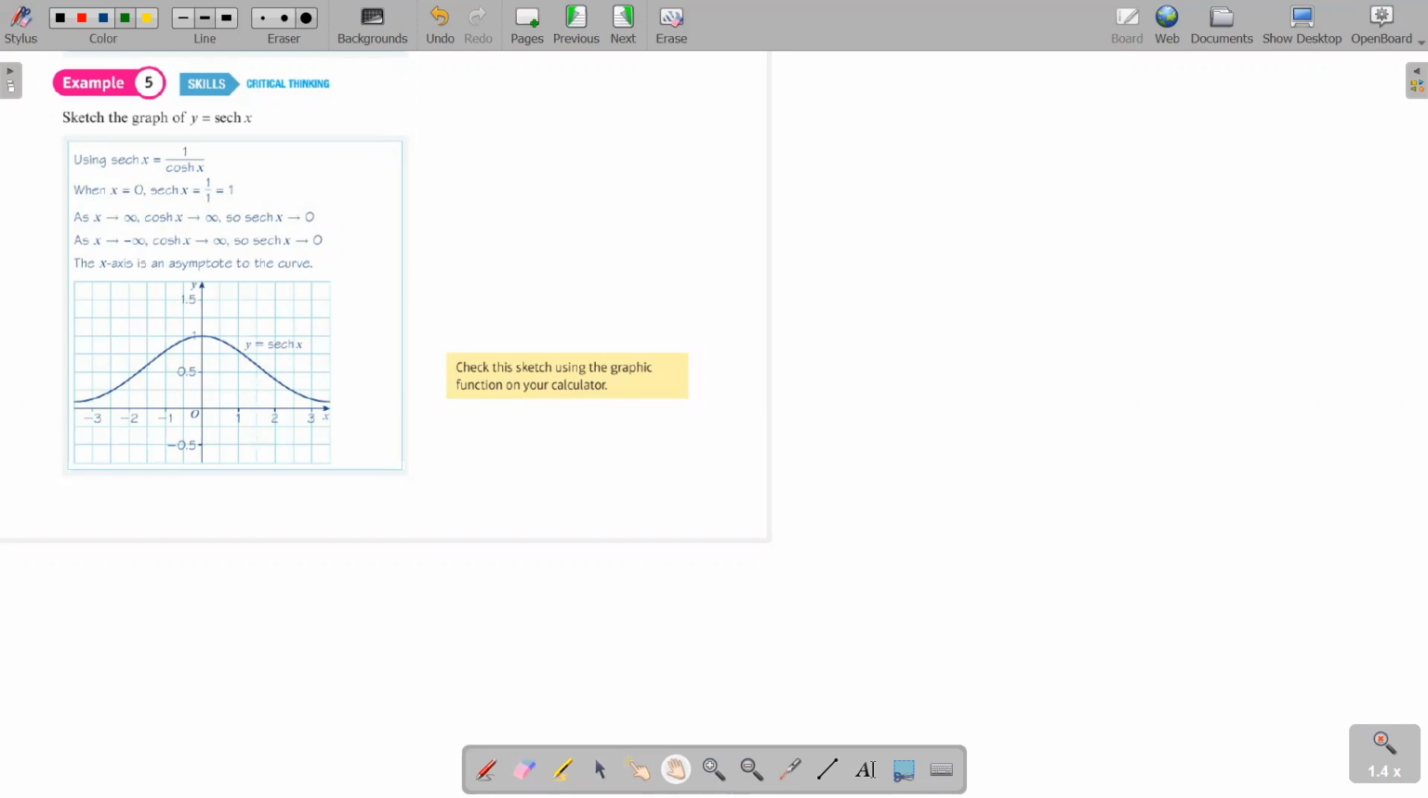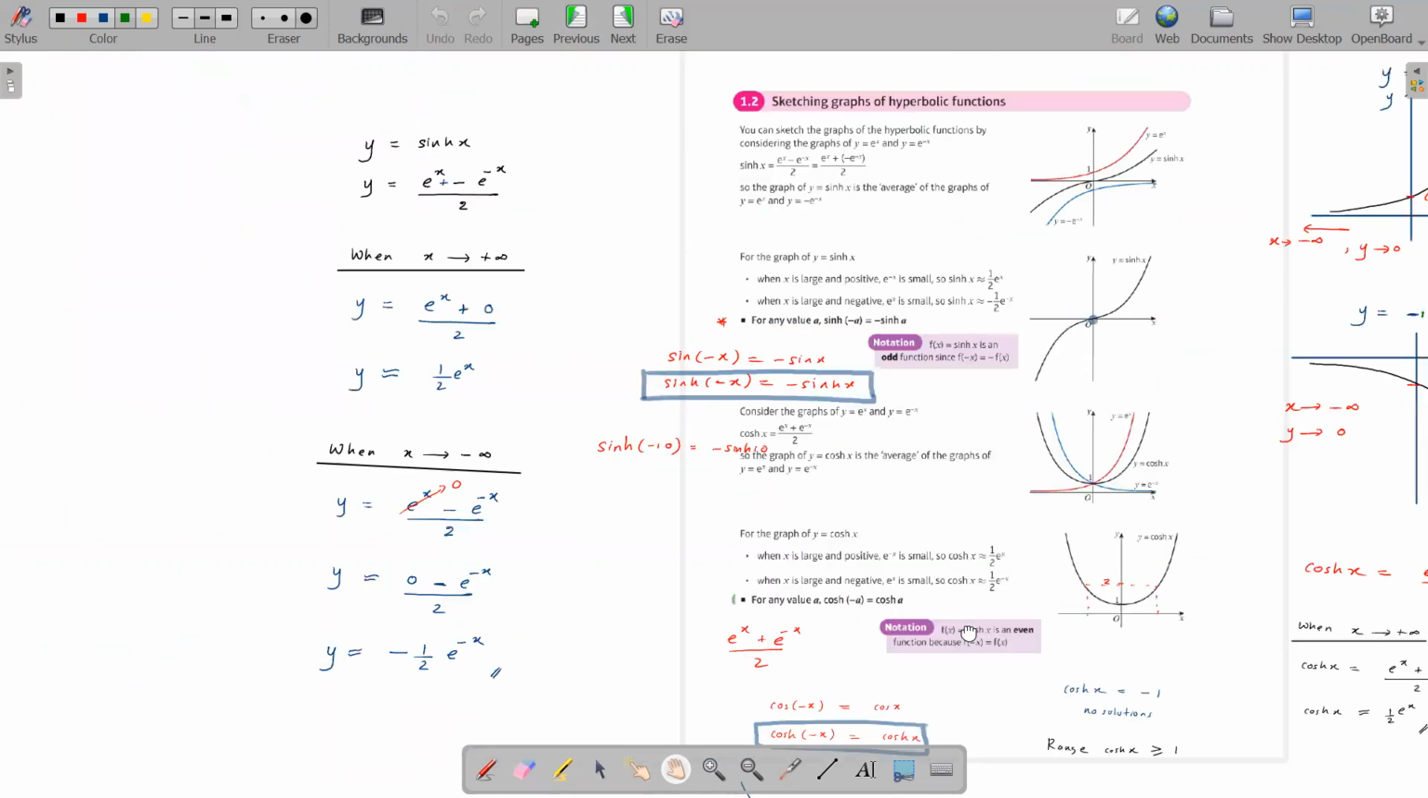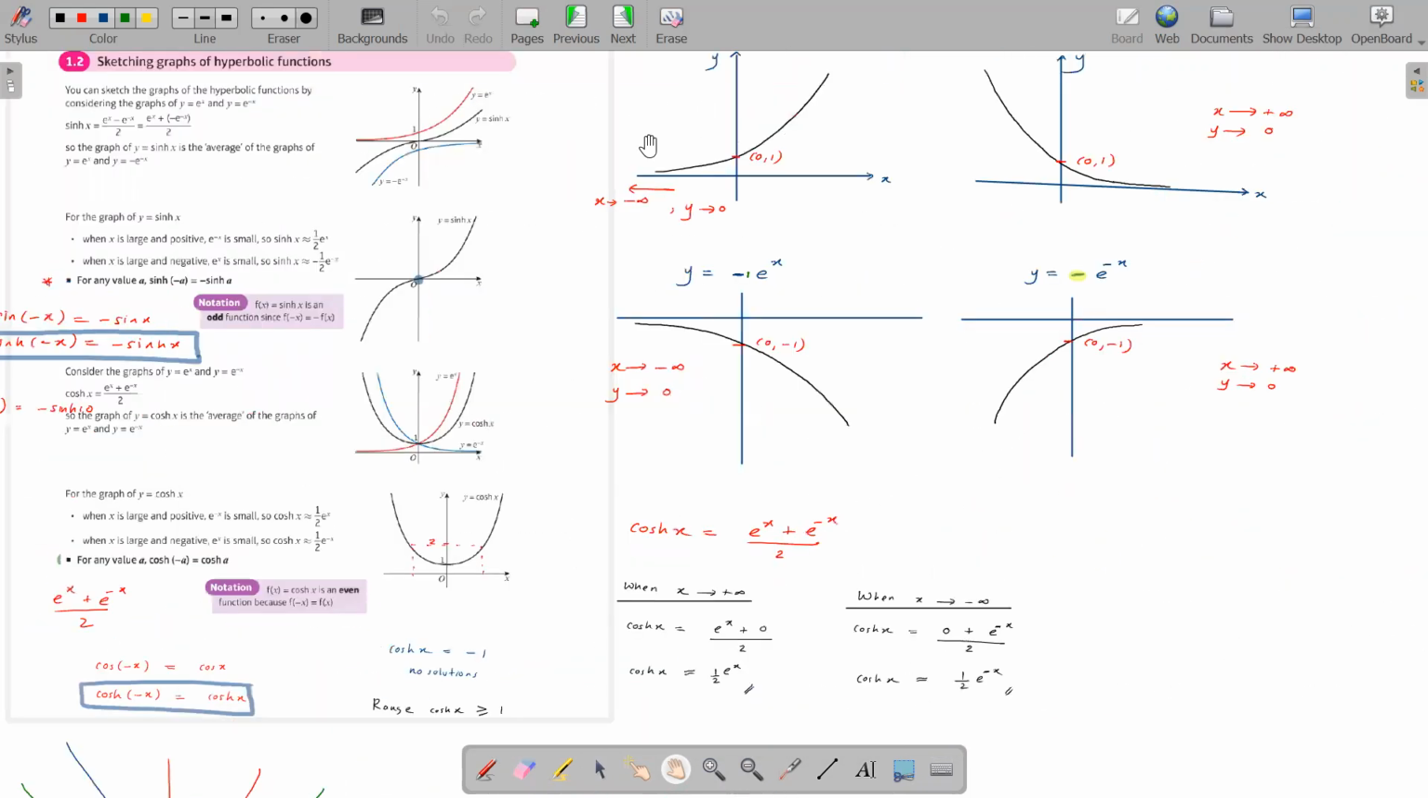All right, guys. So we are continuing sketching graphs of hyperbolic functions. So far, we have discussed the graphs of sin x, cos x, and tan x, right? So we discussed these graphs previously, with all their properties.